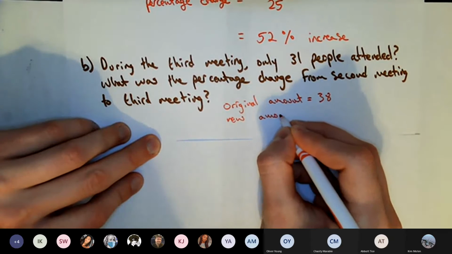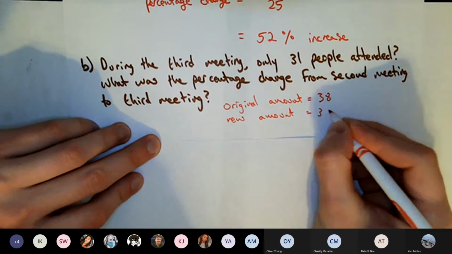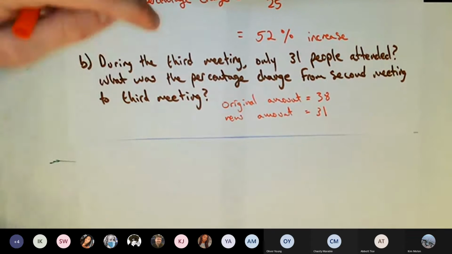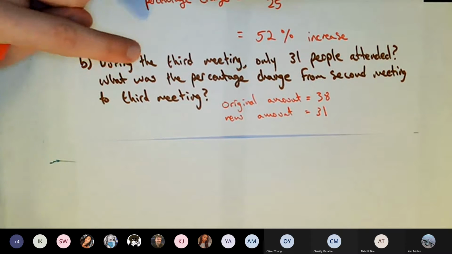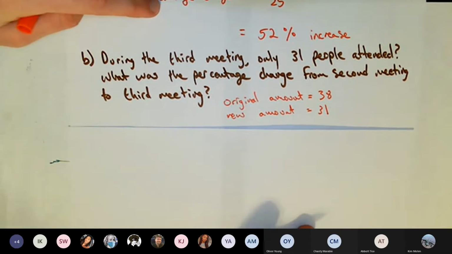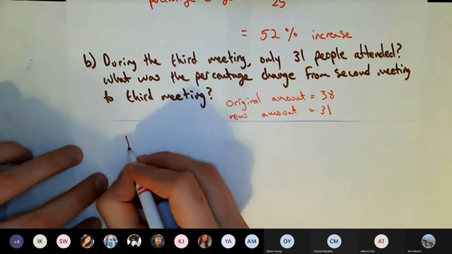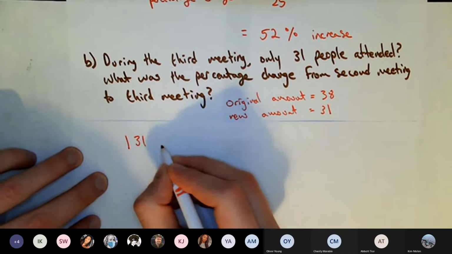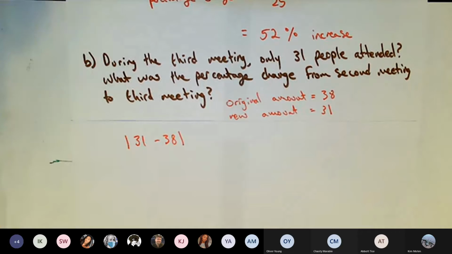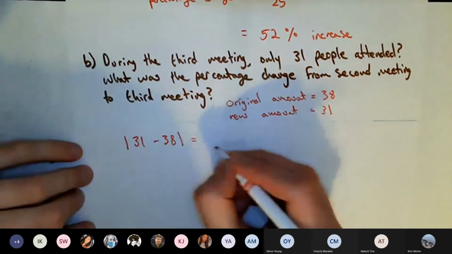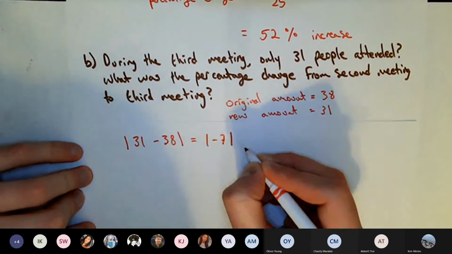So my new amount is 31, because that's how many people attended in the third meeting. So now my percentage change, or rather first my absolute change, is going to be the absolute value of 31 minus 38. Now we're seeing why it's necessary to have absolute values around these problems, because this would normally yield a negative, right? But we don't want to deal with negatives here. So the absolute value takes care of that negative for us.